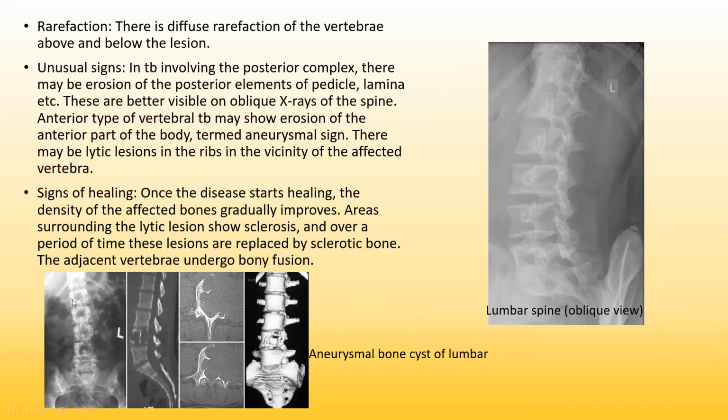Signs of healing. Once the disease starts healing, the density of the affected bone gradually improves. Areas surrounding the lytic lesion show sclerosis, and over a period of time, these lesions are replaced by sclerotic bone. The adjacent vertebrae undergo bony fusion.